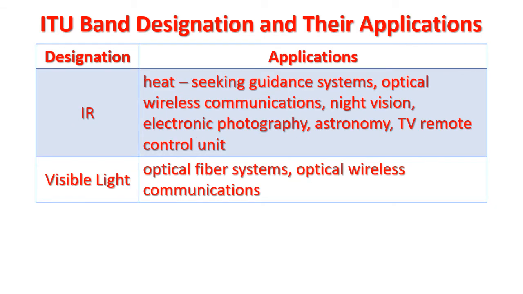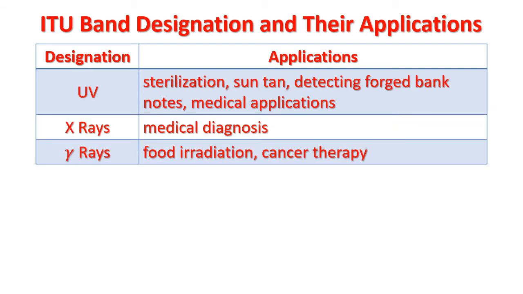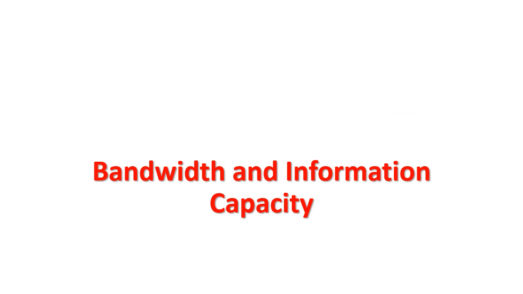For infrared, there is the heat-seeking guidance systems, optical wireless communications, night vision, electronic photography, astronomy, TV remote control unit. And then for visible light, of course, we have the optical fiber systems, optical wireless communications. Next, the ultraviolet. It is used for sterilization, suntan, detecting forged banknotes, and medical applications. For X-rays, it is used for medical diagnosis, and for gamma rays, it is used in food irradiation and cancer therapy.